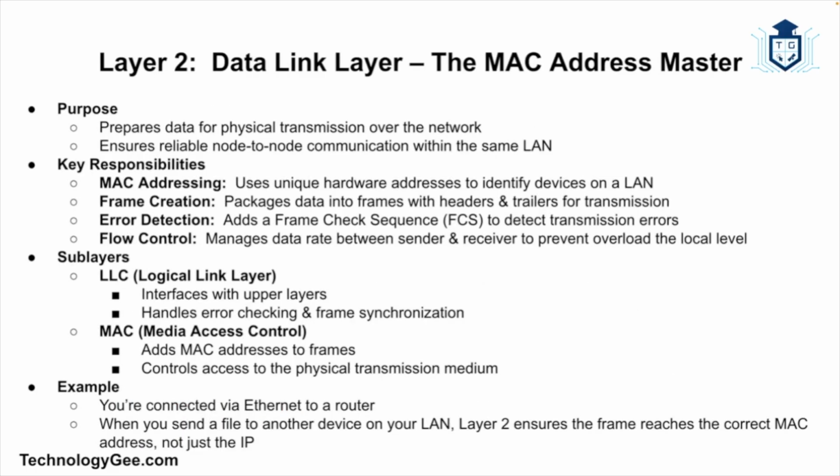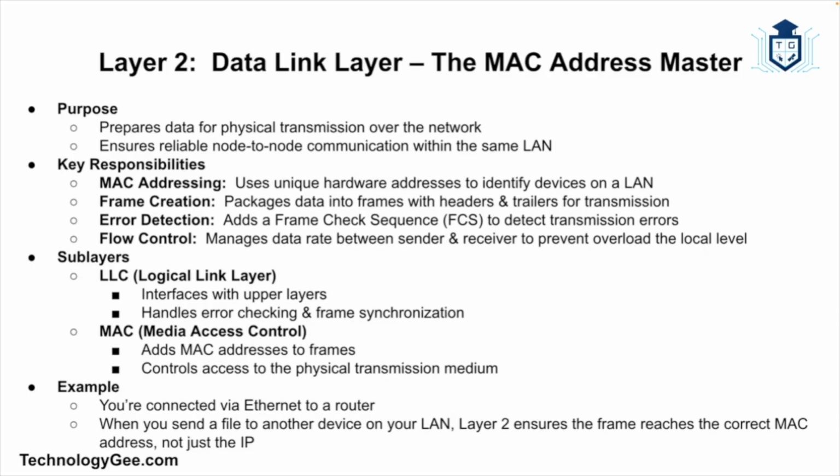And next we have layer 2, which is called the data link layer. And this is where data gets prepared for physical transmission. And its key functions are, it deals with MAC addressing. So think of hardware addresses. It also deals with frame creation, error detection, and flow control at the local level. And it has 2 sub layers. The first one is LLC, or the logical link layer, and then MAC, which stands for media access control.